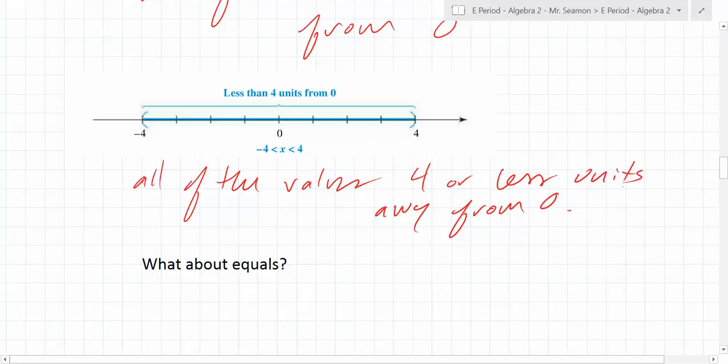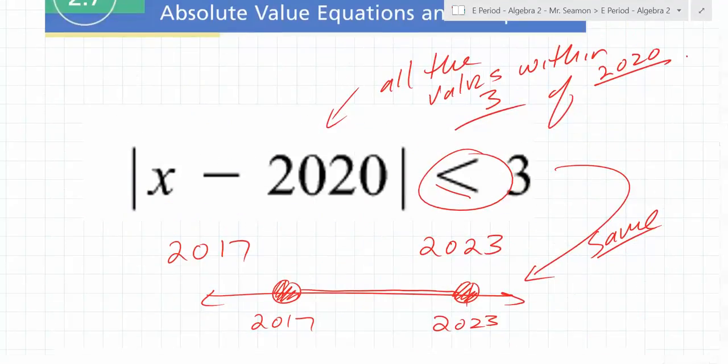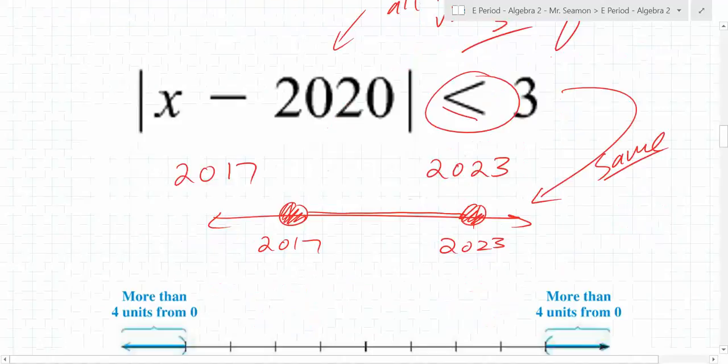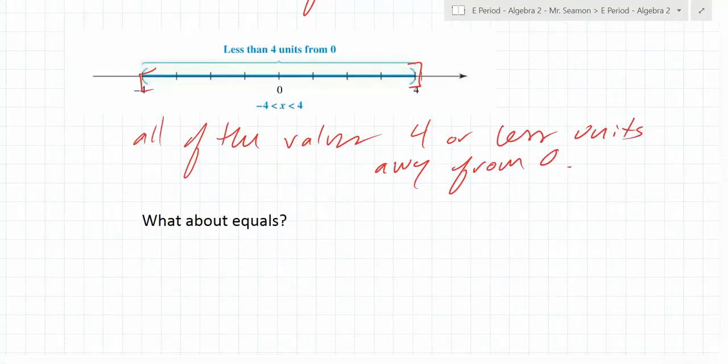It doesn't include it. You know what? Let's just do this. I'll clean it up a little bit. There you go. So it includes it, okay? So if we wanted to now write an inequality with an absolute value for this right here, let's look at what we did up here. Here is all of the values within 3 units of 2020. Keep in mind what it looks like. What about down here? All of the values 4 or less units away from 0. What would that inequality look like?